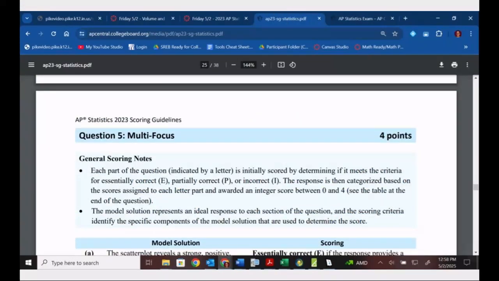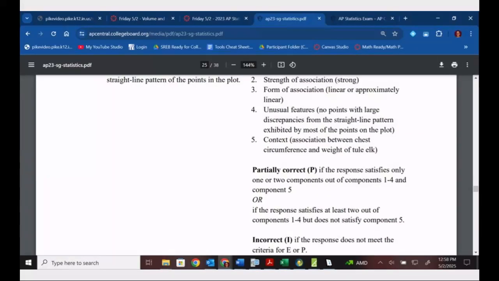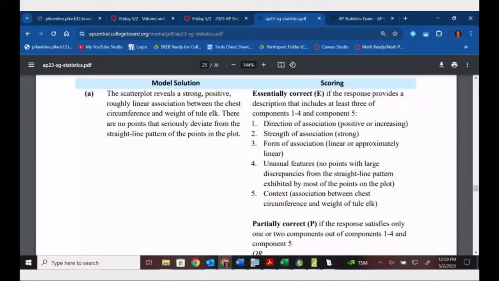All right, question number 5. This is the multi-focus question. Part A, we had 5 components. You need at least 3 of the top 4 components, and you need component 5 to get an essentially correct.